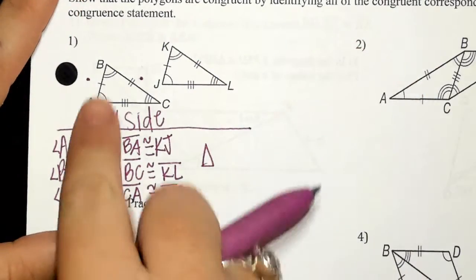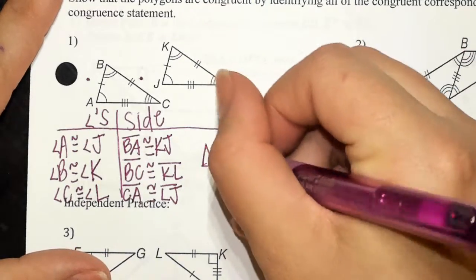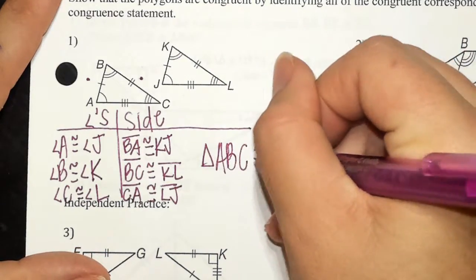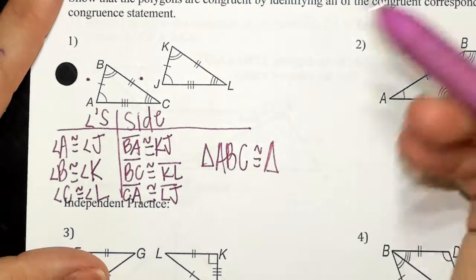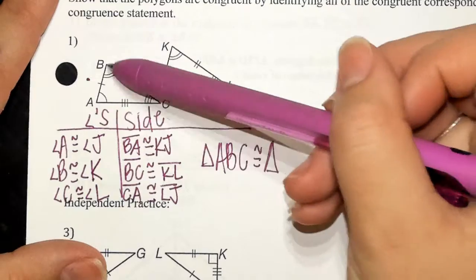Triangle. Grant, what do you want to call this triangle? So original. Triangle ABC is congruent to triangle JKL. 1, 2, 3.